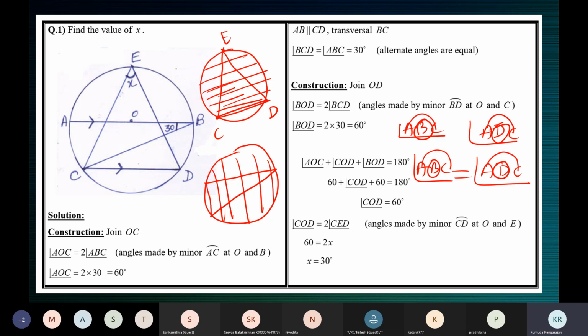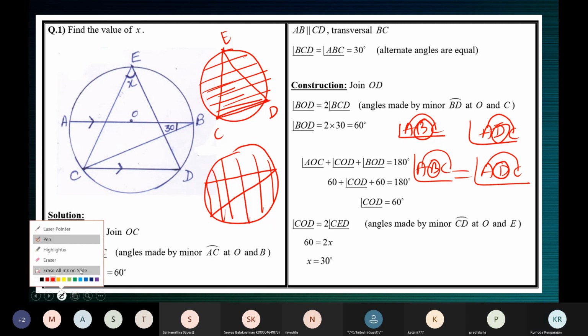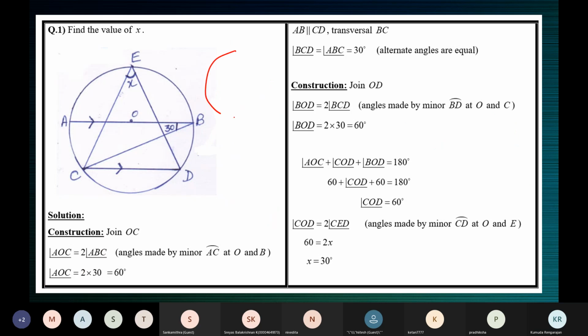If they're not in the same segment, see here. There's an arc AC like this. Take two points, B and D. ABC, ADC. These two angles are made by the same arc AC.